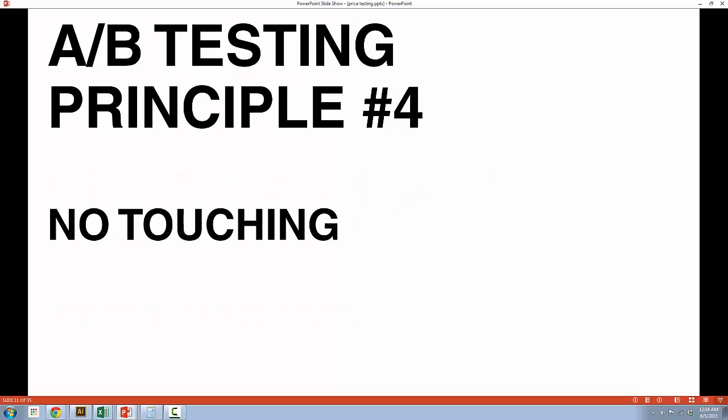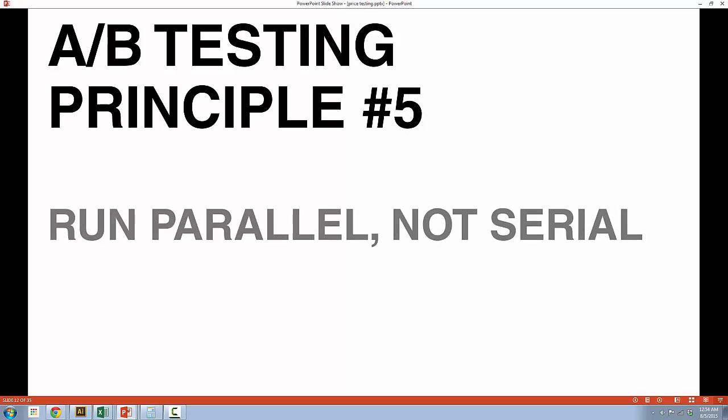Number four, no touching. Make sure you let the experiment run for this entire length. And number 5, run these in parallel, not serial. So you want to be running 2 pricing tests side by side. You don't want to run one for a certain amount of time and then run the other one. You want to run both of them during the same time so that you can get valid results.